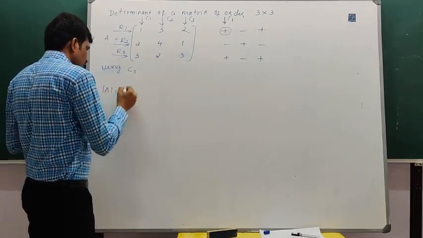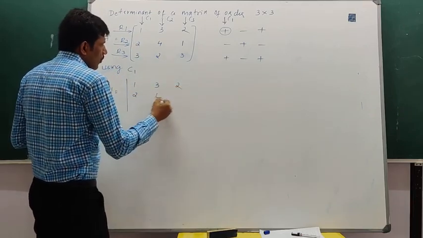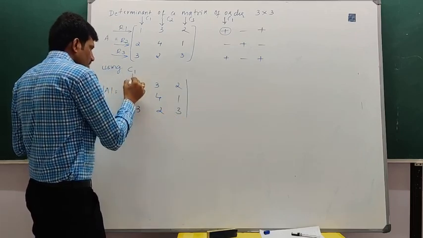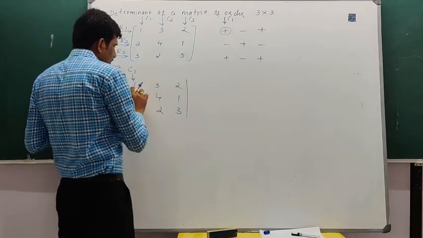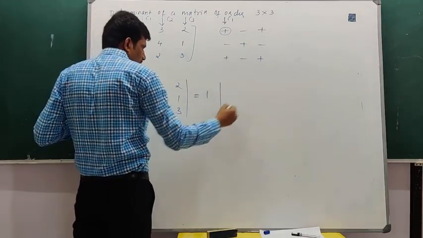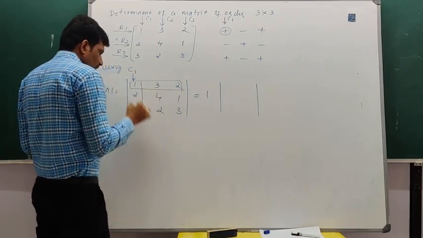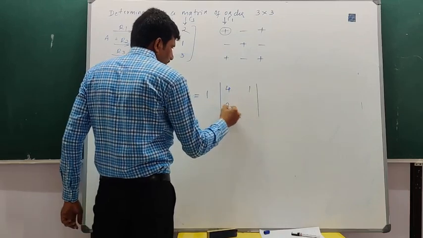So determinant of A equals determinant of 1, 3, 2, 2, 4, 1, 3, 2, 3. Now we have to expand by using C1. The first element's sign is plus, plus into plus is plus. So that is 1 into, where is this 1 present? 1 is present in the first row and first column. So what is left here? 4, 1, 2, 3.